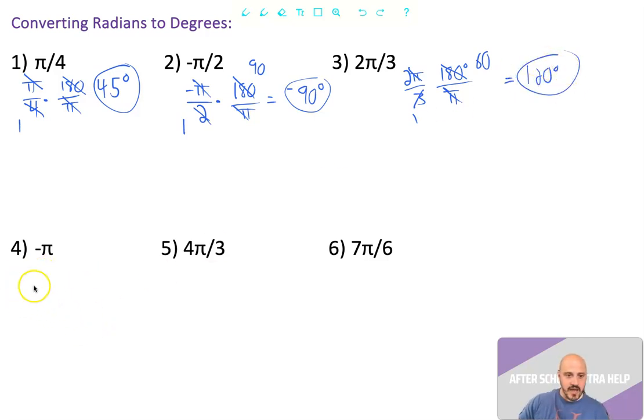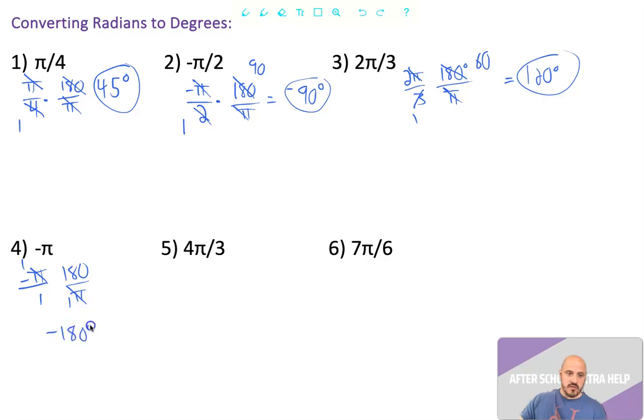Moving along, negative pi. Well, negative pi, and you might already know this one, right? Pi is half the way around, because if we said 2 pi radians was an entire circle before, well, 1 pi, or just pi itself, we don't need the 1 coefficient in front of there, is halfway. So you could probably guess right now what it is, but again, this is just the beginning, so let's take our time. Well, let's cancel that. Pi goes into pi once, right? Same thing down here. And what are we left with? Just 180. And don't forget the negative, right?